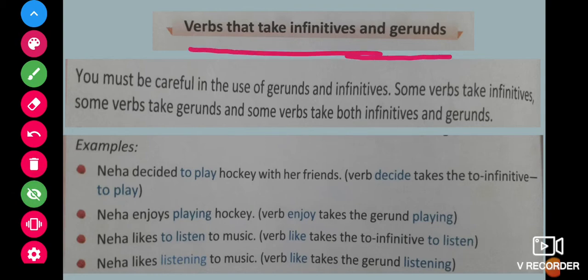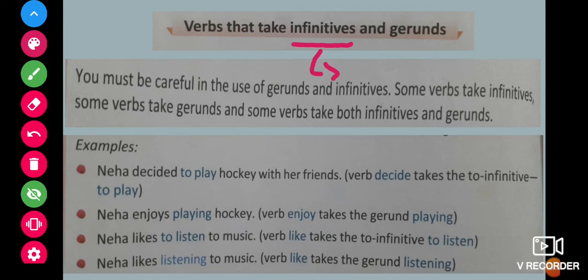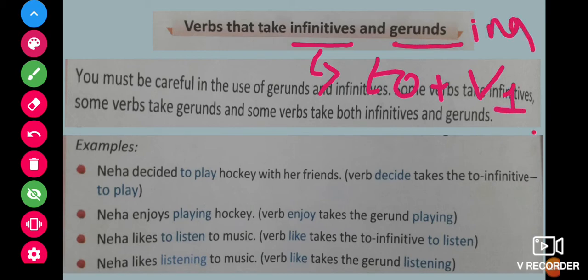Verbs that take infinitives and gerunds. Now in the previous chapter we have seen that infinitives are of majorly two types. The first one is simple infinitives or full infinitives, and the second type is bare infinitives. Full infinitives have the formation to plus V1, and we have seen gerunds have the formation verb plus ing, and they act as the subject.